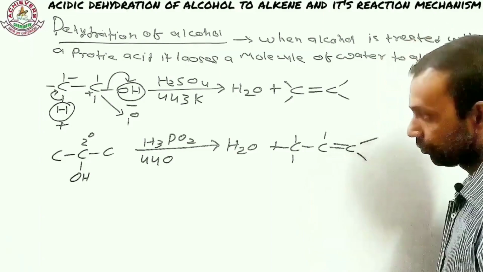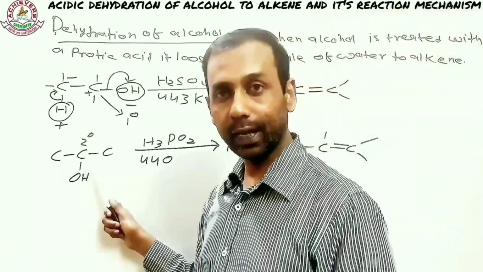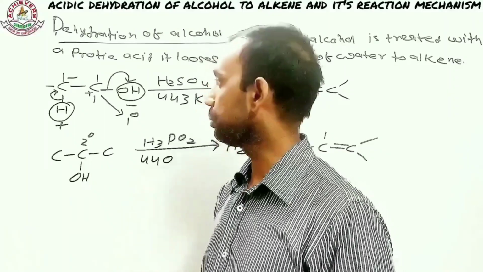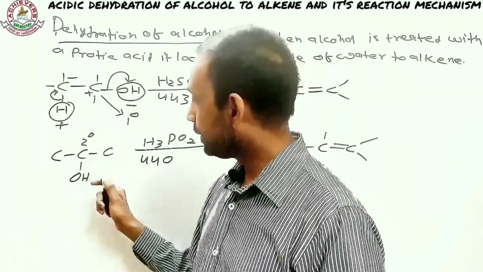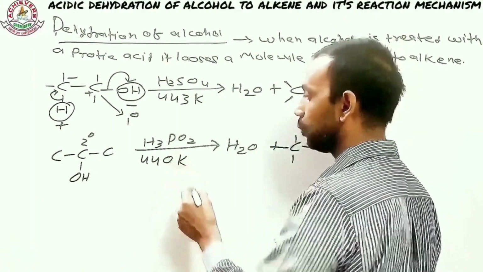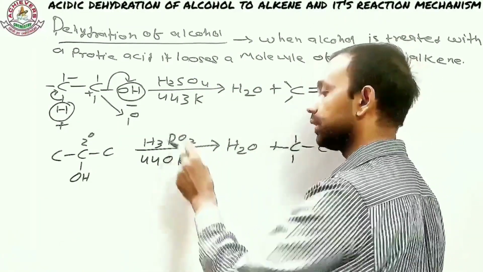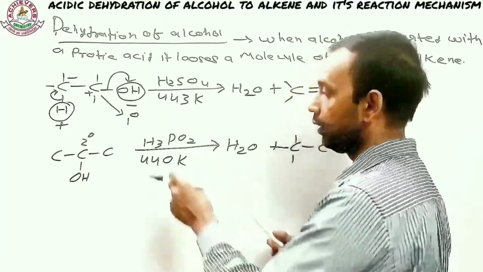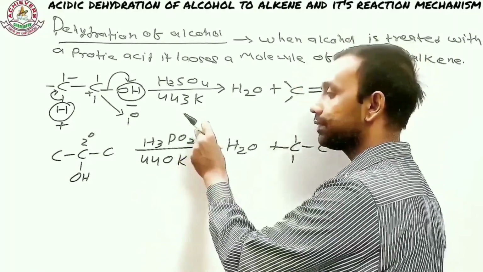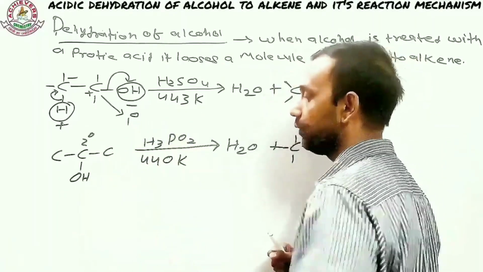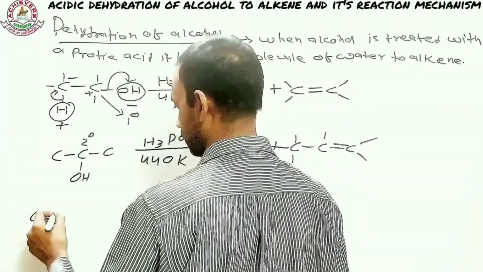Because this is a secondary alcohol and a secondary carbocation has higher stability as compared to primary, this reaction takes place at lower temperature and in the presence of a weaker acid. You have to understand why this reaction takes place at a lower temperature and with a weak acid: because the secondary carbocation is more stable. Let's take the tertiary one like that.